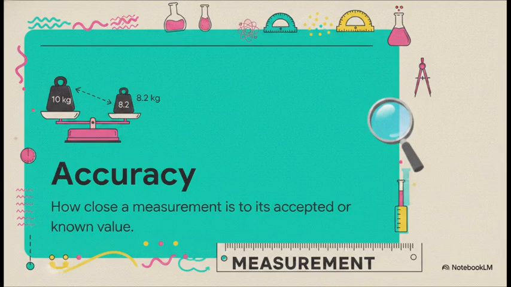For example, let's say you have a standard weight, and you know for an absolute fact that it is exactly 10 kilograms. If you pop that on a scale and it reads 8.2 kilograms, yeah, your measurement is just not accurate. You missed the known value by a mile.